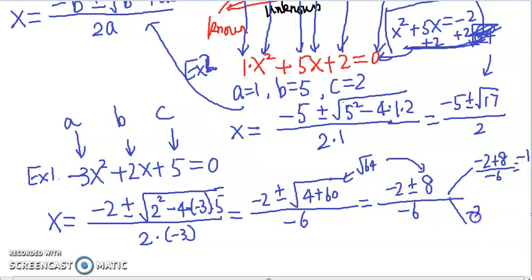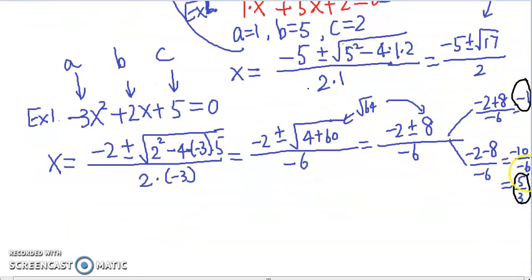We can also do -2 minus 8, because it could also be minus, divided by -6. So we got -10 divided by -6, which can be simplified to 5/3. We have two answers. One is -1, the other is 5/3. Notice that this problem, this trinomial, is actually factorable. So if you use factoring, you can also solve it to get the same answers.